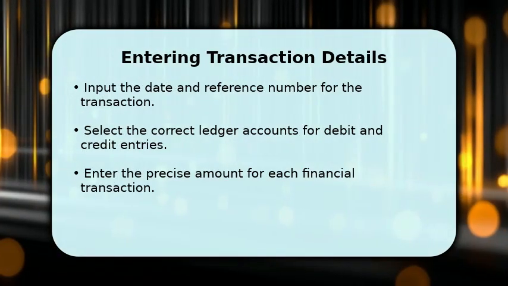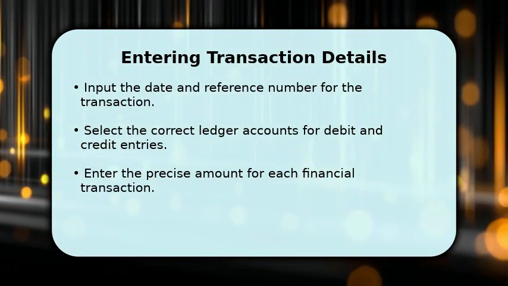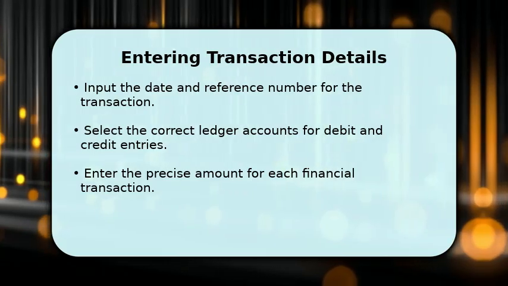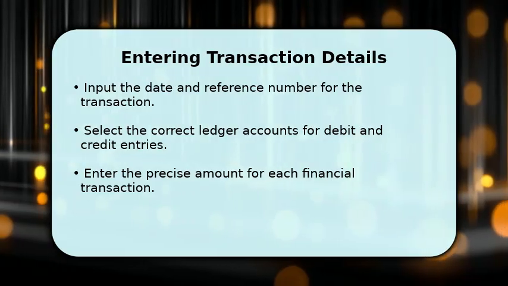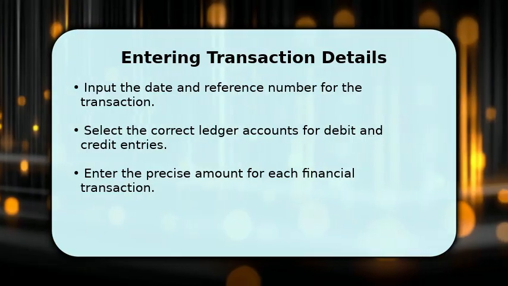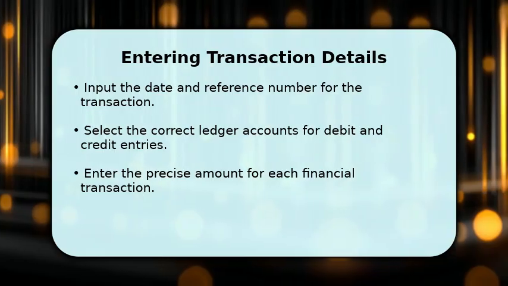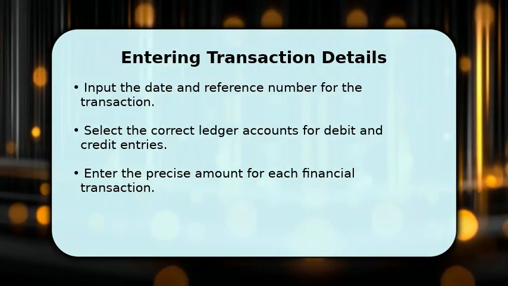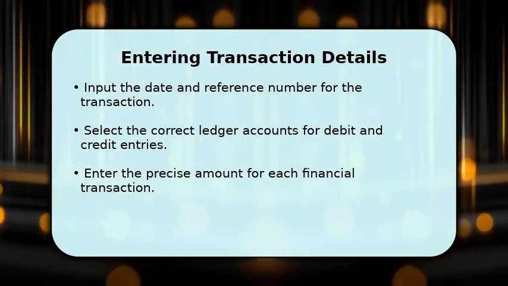Once you have chosen your voucher type, the next step is to meticulously enter all the transaction details. This includes specifying the exact date of the transaction and any relevant reference numbers. You will then select the appropriate ledger accounts for both the debit and credit sides, ensuring accuracy. Finally, input the precise monetary amount for each entry, which is critical for maintaining balanced books and accurate financial records.